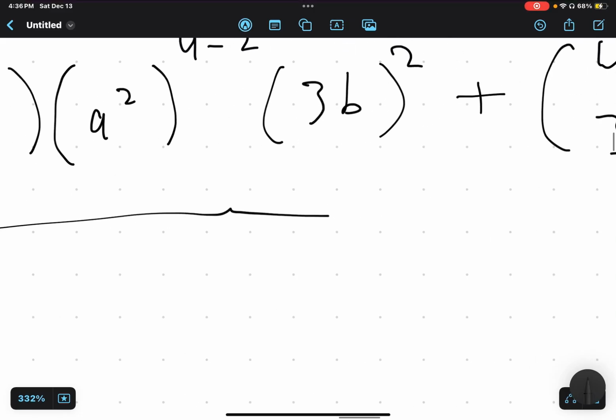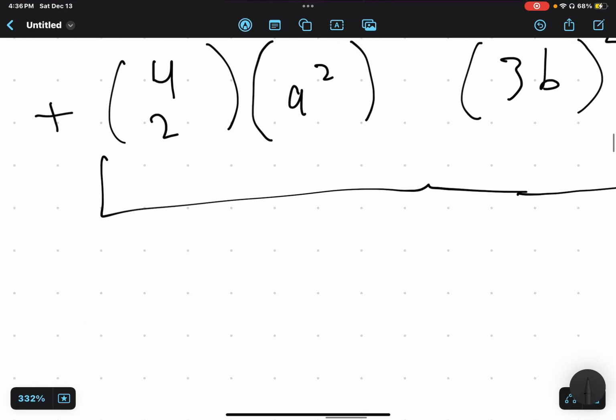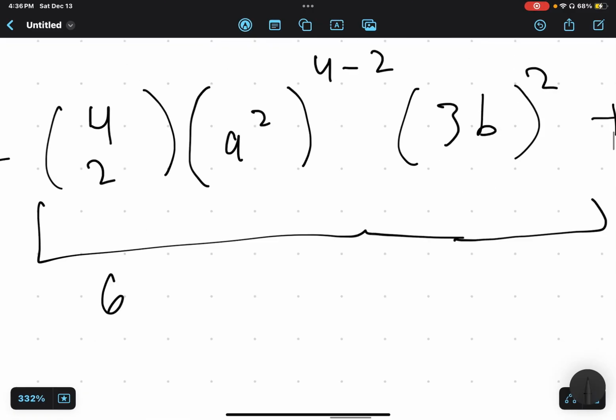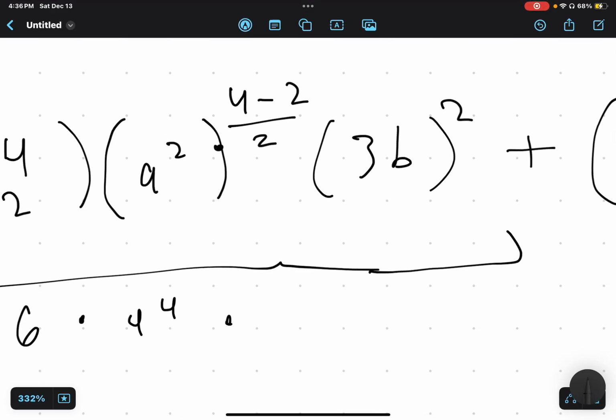Now, this one right here. What is it? So 4 choose 2 is 6. A squared to the power of 4 minus 2, which is just 2, is going to be a to the power of 2 times 2, which is a to the power of 4. Easy. Now, 3b squared, we're just going to square this value right here, which is 3. So 3 squared is 9b squared.